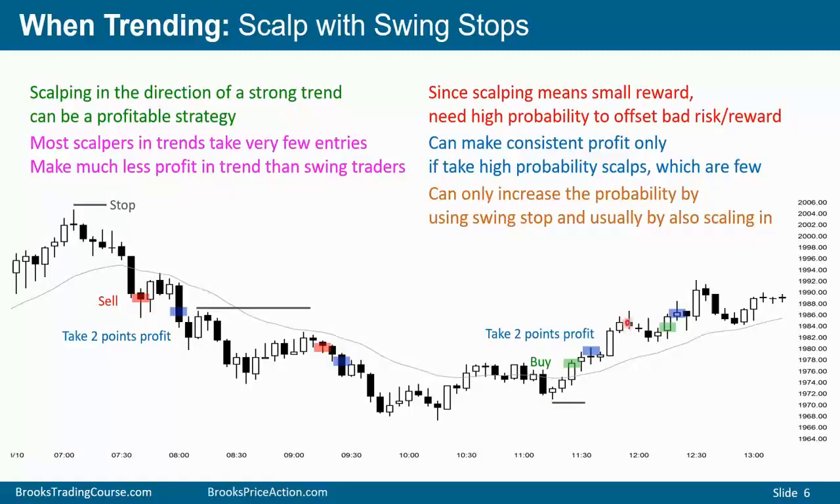A bull scalper: we have a bull channel, a bear breakout, probably will fail. High 1, high 2 at the bull bar, you buy above, exit with 2 points. That's another example of a scalp in the direction of a trend.